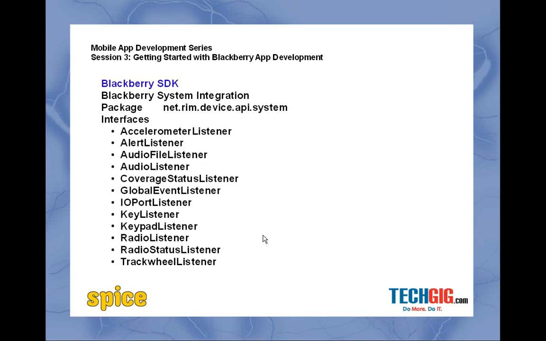Then another thing is, when you write an application, you can integrate with a lot of system integrations, such as the accelerometer. You can have audio files. If you want to do application integration, you have a global event listener. Then you can integrate with the keypad using a key listener. There's a keypad listener, a radio listener, a track wheel listener, a navigation wheel listener. There are a lot of these system integrations.